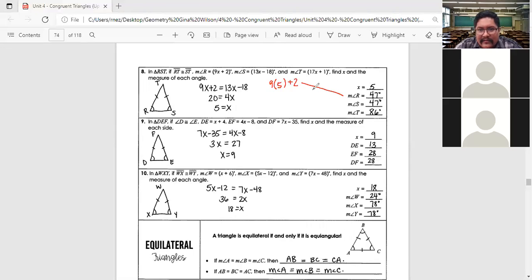So anyway, 86. How do we know this last one is T? Because actually it says it right there. Reading the statement again, we do have a measure for angle T. That'd be 17 times 5 plus 1. And I actually am not sure what 17 times 5 is. So that would be 85 plus 1. That would be 86. And that's how they got that one. And again, you can fill this middle one, angle S, using that statement. There's usually a couple of different ways you can do this. All right, so let's go ahead and move on to the next one.